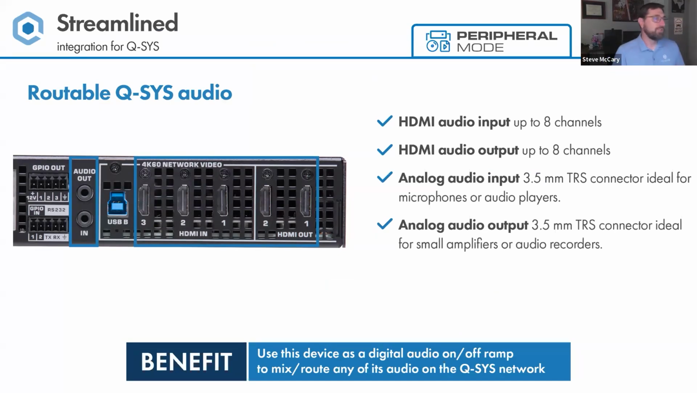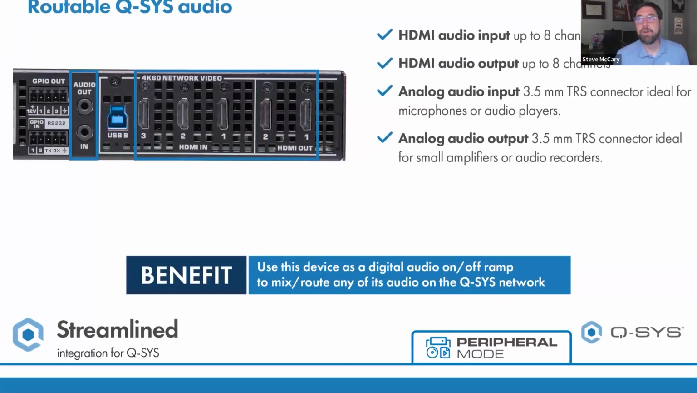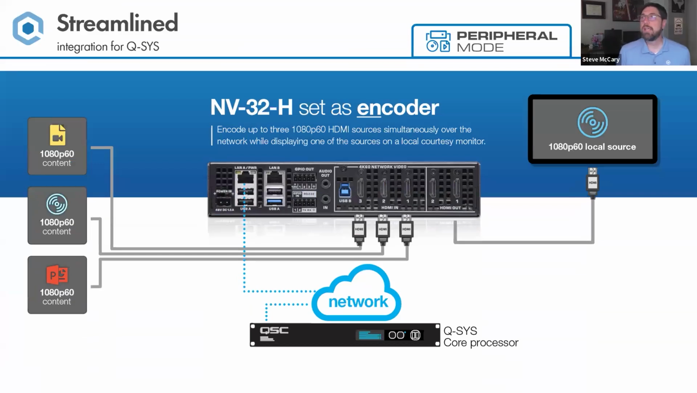Okay, so let's look at the NV32 as an encoder. When we are set as an encoder, we can encode up to 3 HDMI sources at 1080, or we can do a single 4K. But right now we're going to look at a single 1080p or 3 1080p sources. When we are running as an encoder, we can still use HDMI output number 1, so we can use this as a 3x1 switcher. We can use that as a courtesy monitor if we need to.